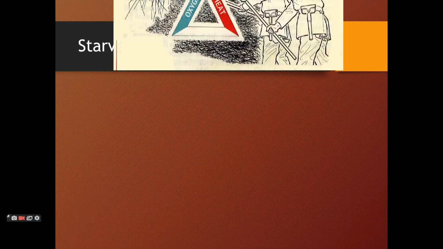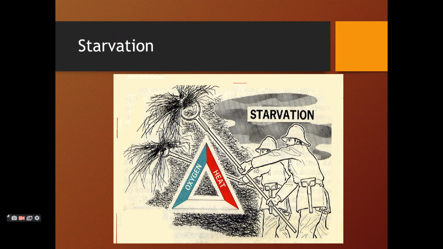So what is starvation? Starvation means removing the fuel. If you do not give any fuel to the fire triangle, the fire will stop. If there is no fuel, there won't be anything to burn. So you have to remove the fuel from the triangle. If there is no fuel, there won't be any fire. That is the one method.